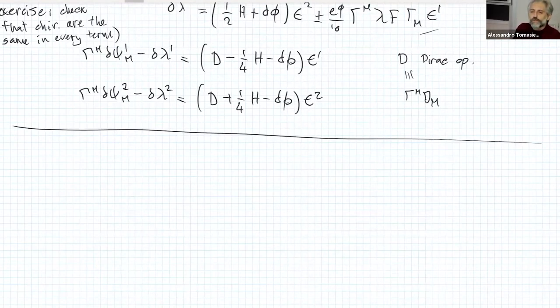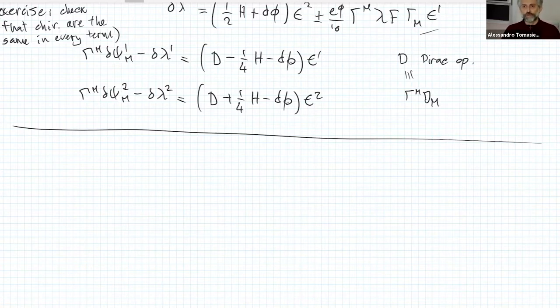Now, I don't want to check all this, but in order to proceed, I want to review some simple solutions of the equations of motion of supergravity and the supersymmetry transformations. In other words, some BPS solutions, which we will use as partial inspiration for what will follow. So these are the D-brane and O-plane solutions.